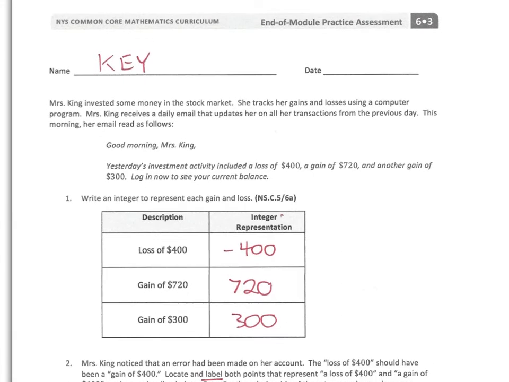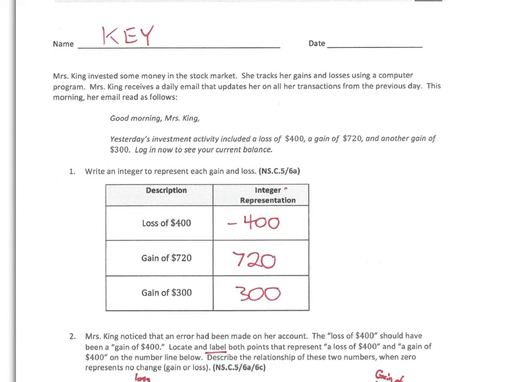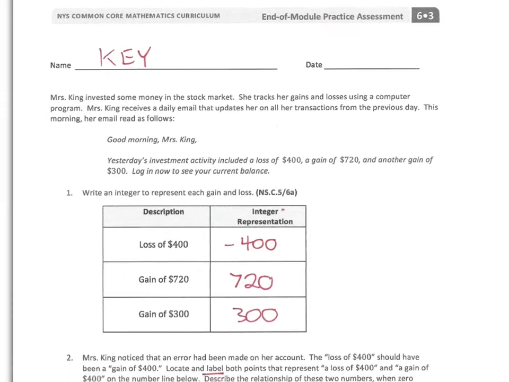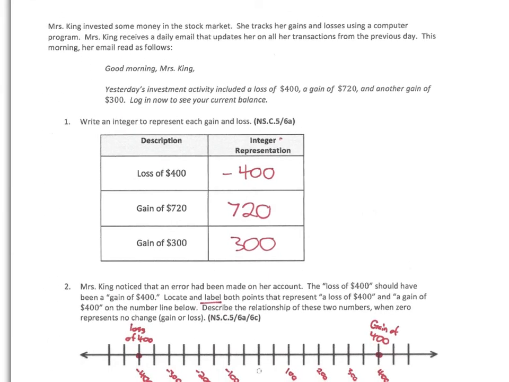But, here we go. This is for the practice assessment. So, this first problem says, Mrs. King invested some money in the stock market. She tracks her gains and losses using a computer program. Mrs. King receives a daily email that updates her on all of her transactions from the previous day. This morning, her email read as follows. Good morning, Mrs. King. Yesterday's investment activity included a loss of $400, a gain of $720, and another gain of $300. Log in now to see your current balance.